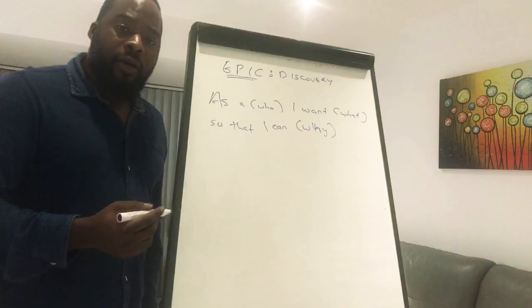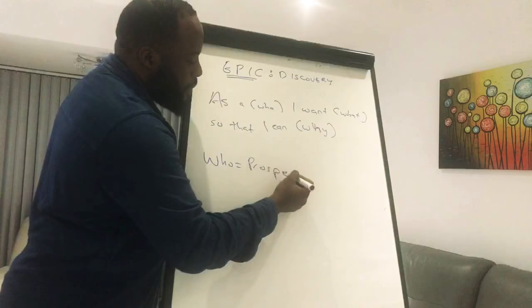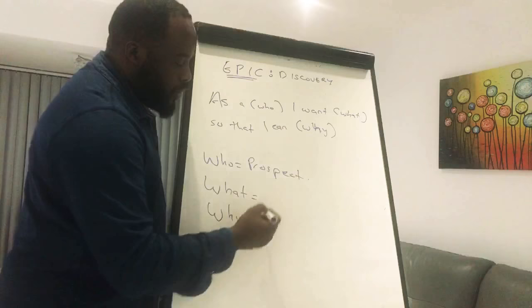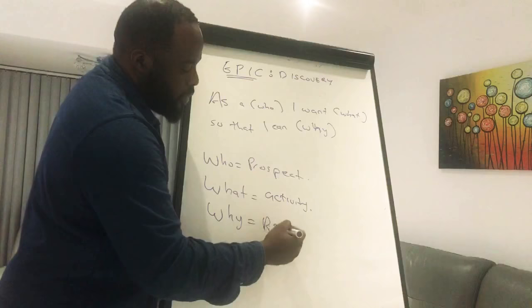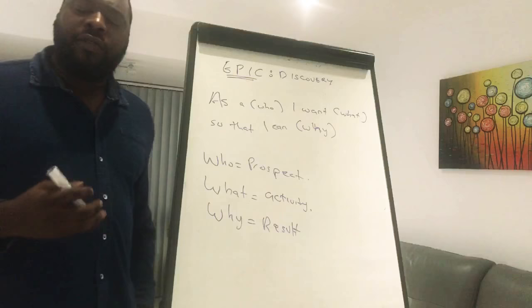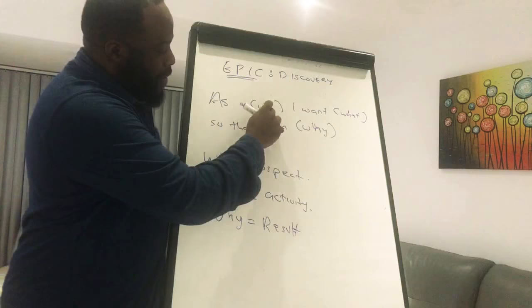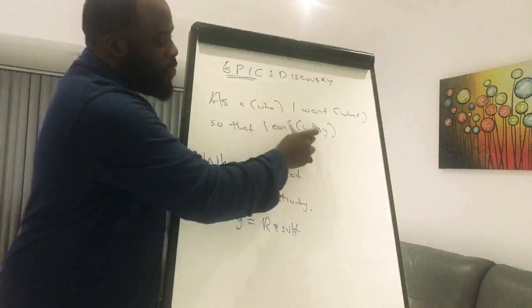Who's the who here? The who is equal to the prospect. The what will be broken down into what the customer wants to do. The why will be obviously why they want to do it. So the what is what you call the activity, and the why is what you call the result, for example. I hope it makes sense, all right? So if you look at this from this angle, it kind of makes sense, doesn't it? Now, I'm thirsty. I need a drink right now. As a trainer, I want water so that I can quench my thirst. It's just that simple. Can you see that? Can you see how easy that is? Not rocket science in any way, right?